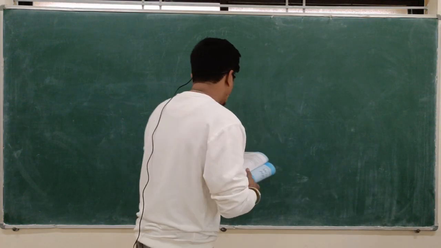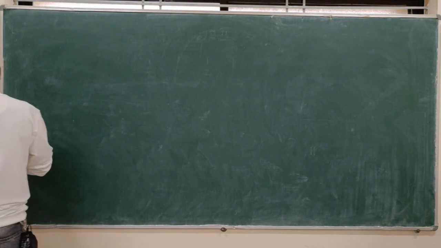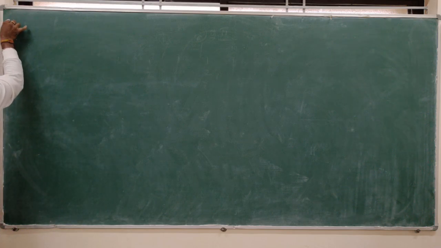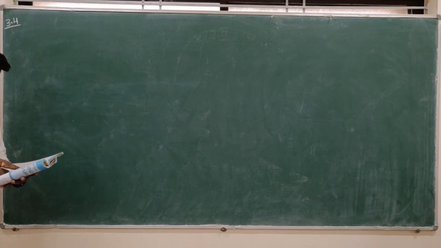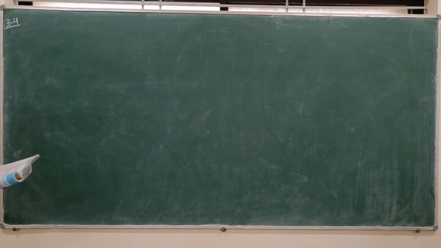The next problem is 3.4. A negligibly small current is passing through a wire of length 15 meter and uniform cross section 6.0 into 10 to the power minus 7 meter square, and its resistance is measured to be 5.0 ohm. What is the resistivity of the material at the temperature of the experiment?